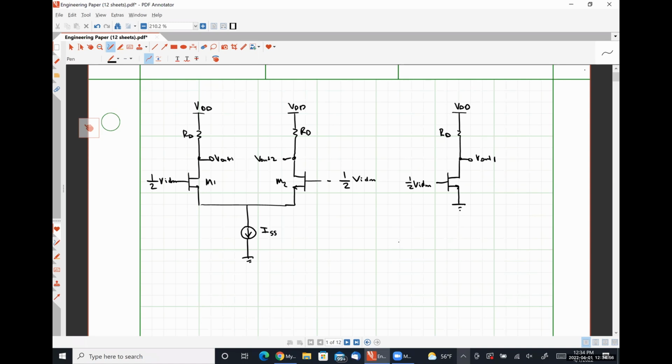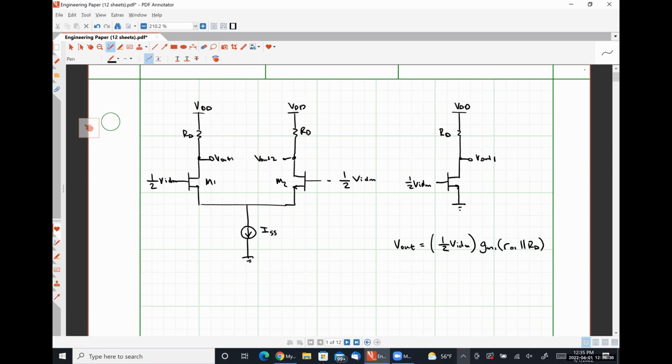Here's where the problem arose from. Vout is supposed to be Vn, which is 1/2 VIDM times the gain, which is gm1 times r01 in parallel with RD. And so I suggested that you multiply the gain by a factor of 2.